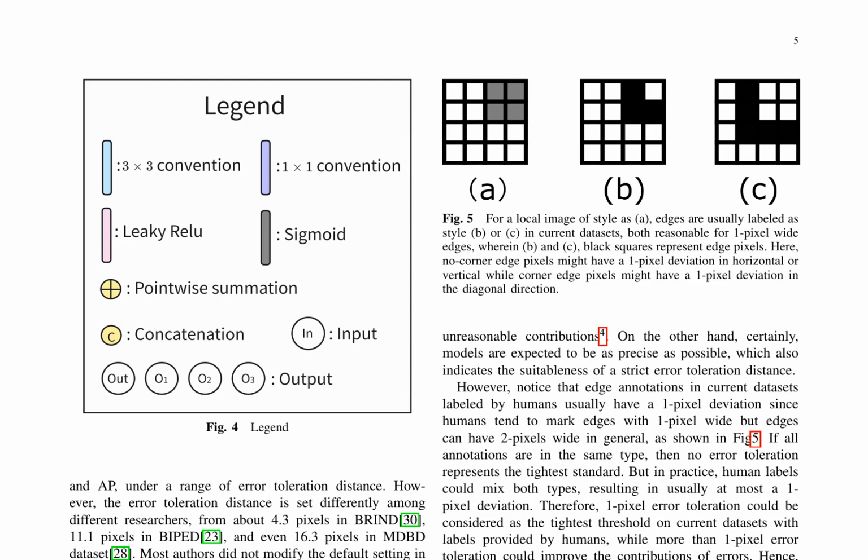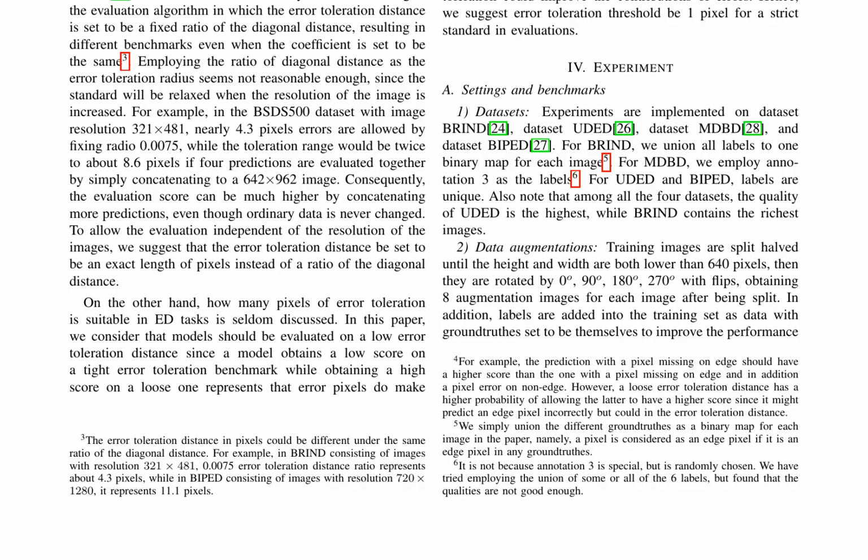The paper discusses the evaluation of edge detection, ED, models, highlighting the inconsistencies in error toleration distances used in various datasets and proposing a standardized approach. The authors argue that the error toleration distance should be set to an exact length of pixels instead of a ratio of the diagonal distance, ensuring evaluation independence from image resolution. They also suggest a strict error toleration distance of 1 pixel, considering human annotations in current datasets have a 1 pixel deviation. The paper then describes the experimental settings and benchmarks used to evaluate the proposed model, SDPED, on 4 datasets: BRIND, UDED, MDBD, and BIPED.